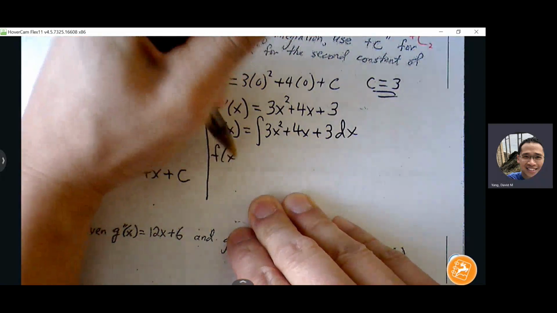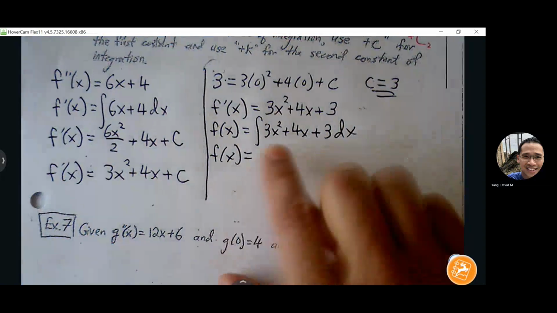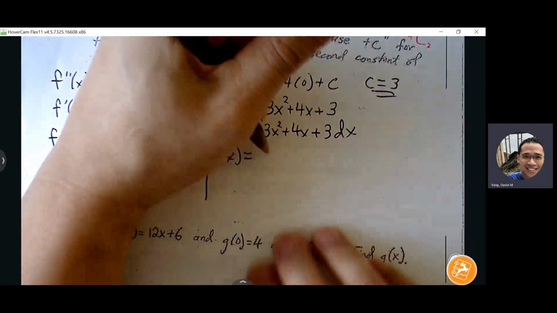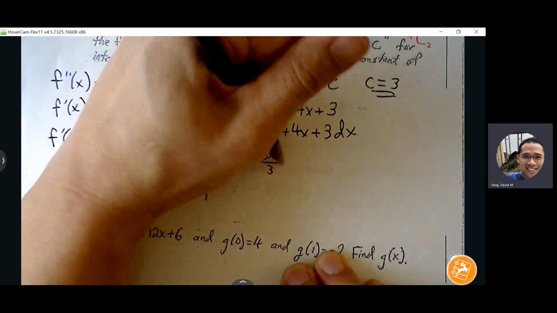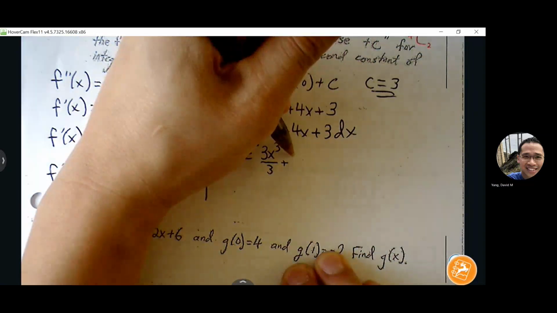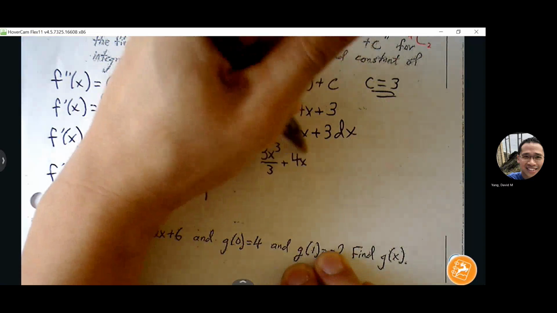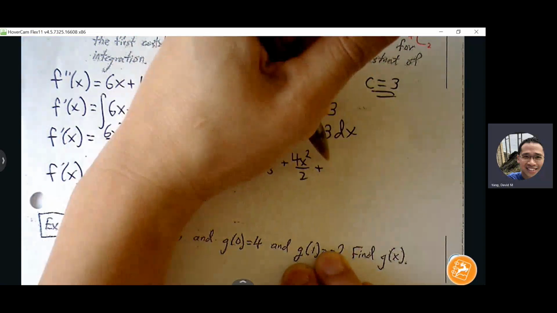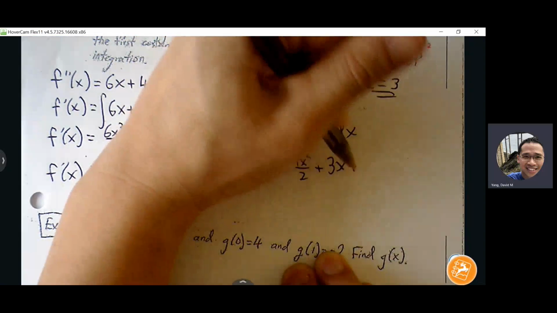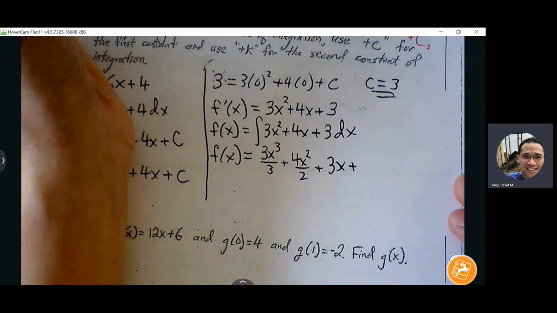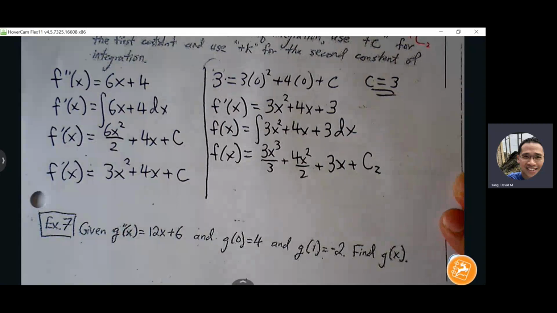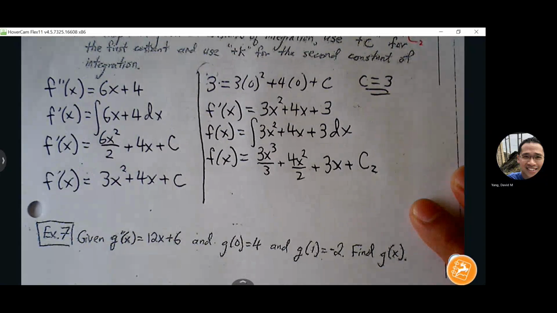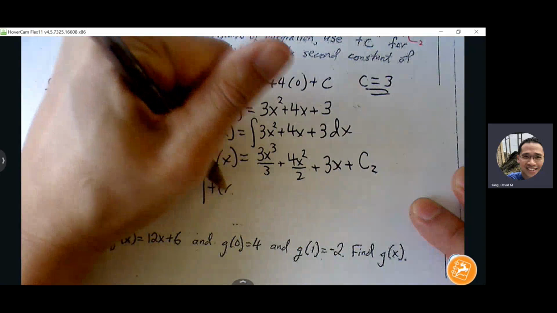All right, so power rule again, 3x squared becomes x cubed over 3. 4x becomes 2x squared. 3 becomes 3x, and then this is also going to produce its own plus c. I'm going to call this c sub 2 to indicate this is a different c value. Do some cleanup.